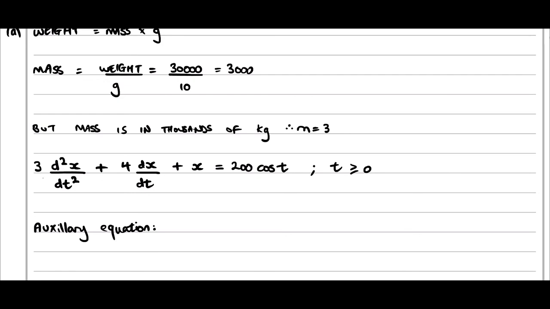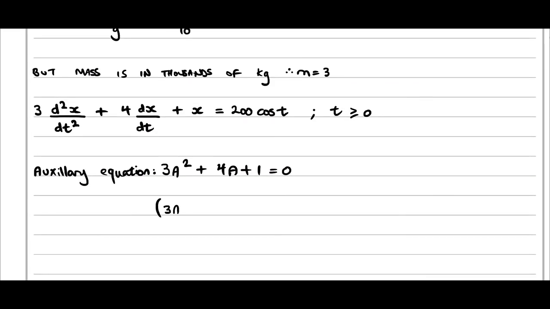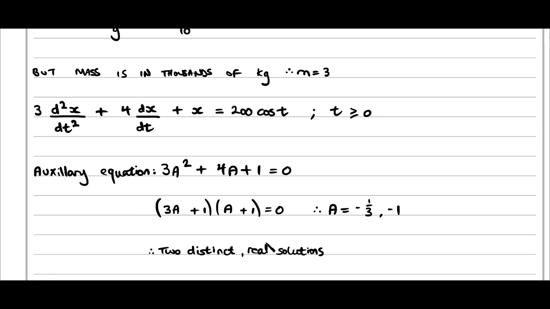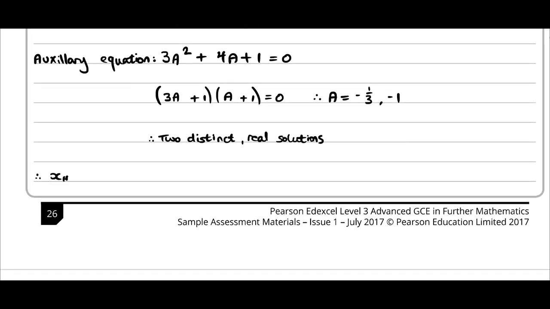For our auxiliary equation, we look at the coefficients. So we have 3a² + 4a + 1 = 0. We can factorize this as a product of two brackets. We end up with (3a + 1)(a + 1) = 0, from which we see a is either −1/3 or −1. What we see here is that we have two distinct real solutions, and therefore our homogeneous solution will be of the form P e^(−t) + Q e^(−t/3).